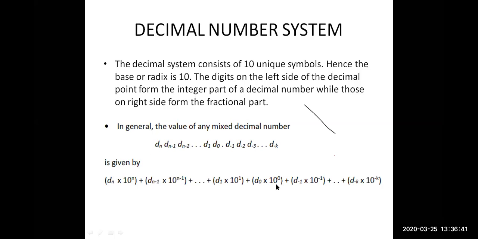So the first digit left of the decimal point is D0, and it is multiplied by 10 raised to 0. So similarly, there is a D1, Dn minus 1 up to Dn. Like the integer format, we also have the fractional part on the right side. So you can understand this thing with some examples. So I'm going to show you some examples.